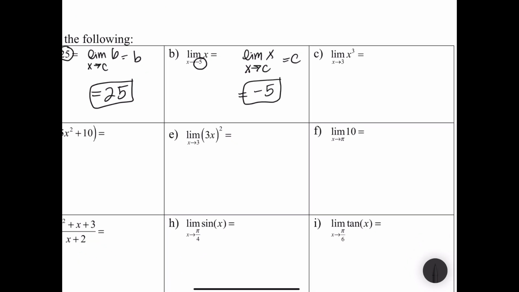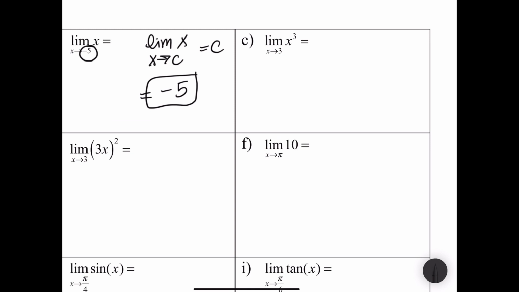Okay. Moving on to my next problem here. I have a power of 3. So if I am observing the limit of x to the power of n as x approaches c, my answer is c to the power of n. So here n is 3 and c is 3. So I'm going to take c, which is 3, and put it to the power of n, which is also 3. And 3 to the power of 3 is 3 times 3 times 3, which is 27.